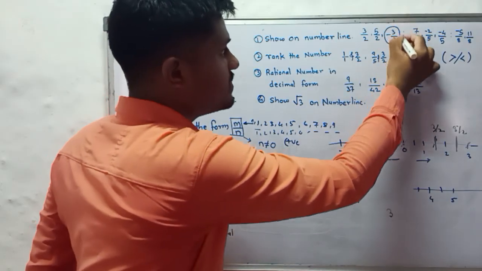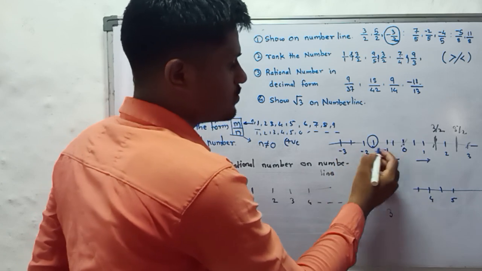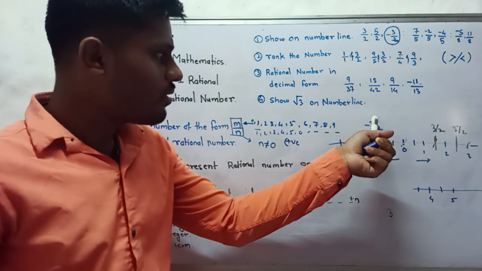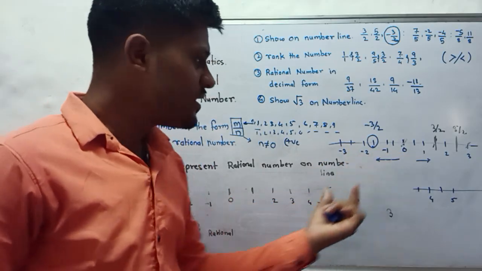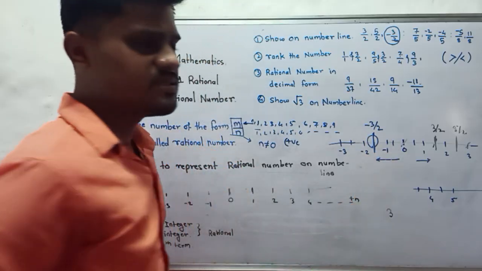So what will it say? -3 in 2 parts. So I will get this point as -3/2. This whole term was -3, and half of -3 is represented by this number.